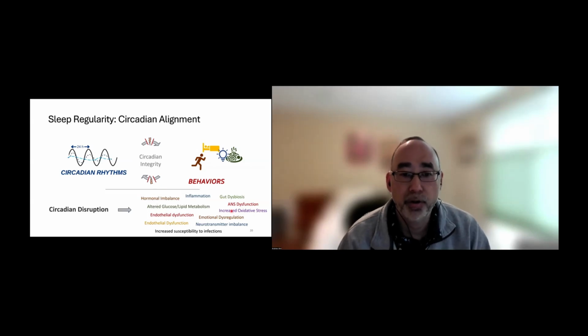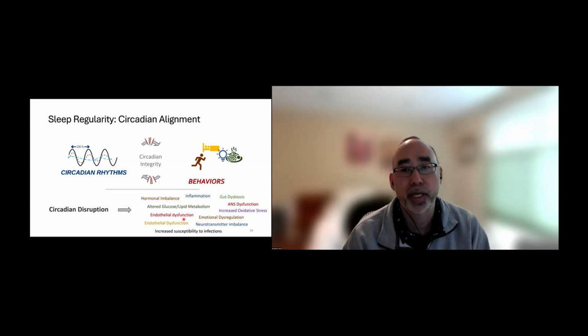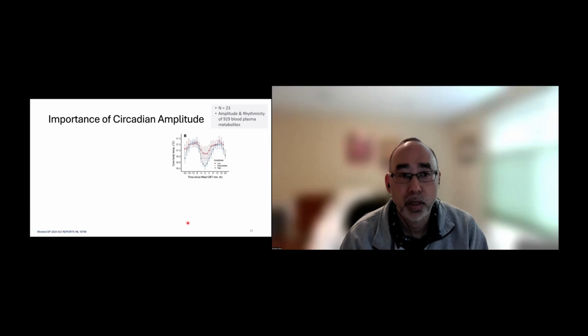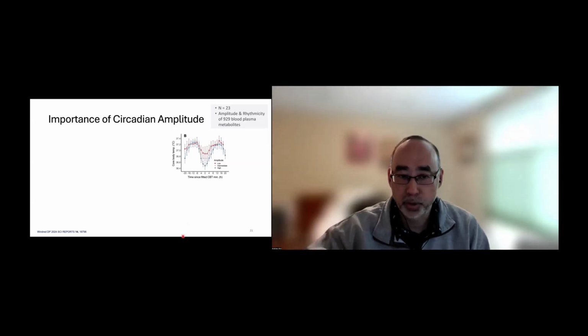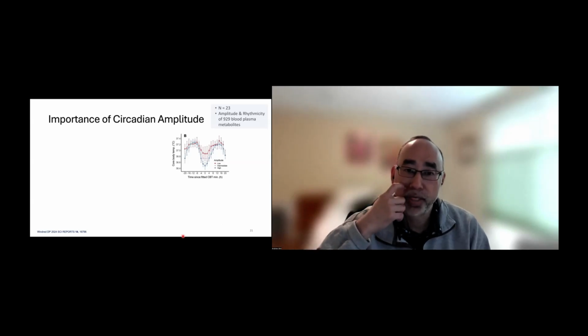And there are animal and basic science studies demonstrating a link between circadian disruption and multiple physiological processes. It causes hormonal imbalance, inflammation, gut dysbiosis, increased oxidative stress, endothelial dysfunction. There are multiple physiological effects arising from circadian disruption. The other thing to note is that the amplitude of this natural rhythm is important.